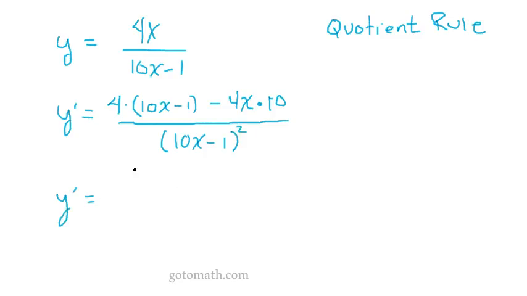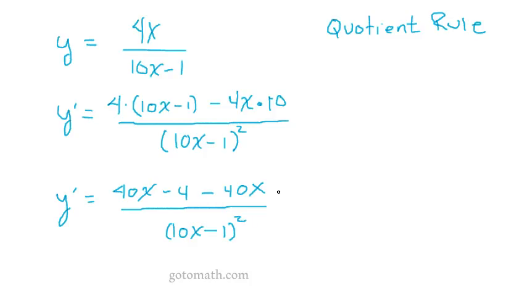So we got to make sure we square that denominator. And of course we can simplify this down a little bit. We're going to have 40x minus 4 minus 40x, it looks like, and it's all over 10x minus 1 quantity squared. So I'm going to write that again over here. Y prime is equal to, so the 40x's cancel out. We have a minus here, and I'm going to go ahead and just bring that out front. Okay, and that's all over 10x minus 1 quantity squared.